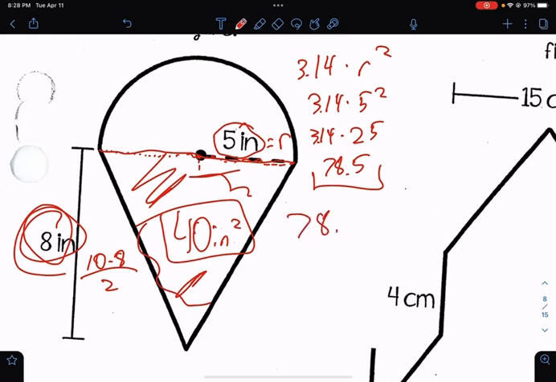So that means I'm going to take 78.5 and divide it by 2. When you divide that by 2, you're going to end up getting 40. Golly, I'll plug it into a calculator here.